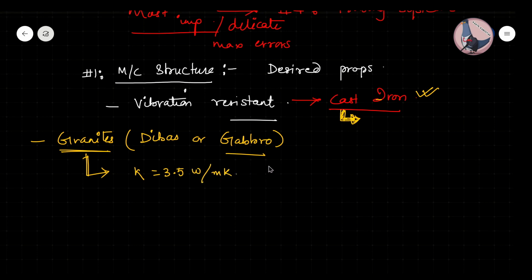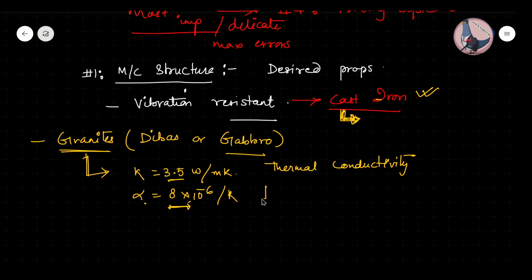This K is actually your thermal conductivity, and alpha, which is your linear expansion coefficient, is also very less per Kelvin. So suppose if there is some temperature gradient, it is very low. And the second one is the expansion, the change in length of the machine structure because of temperature change will also be very less because this alpha is very less.